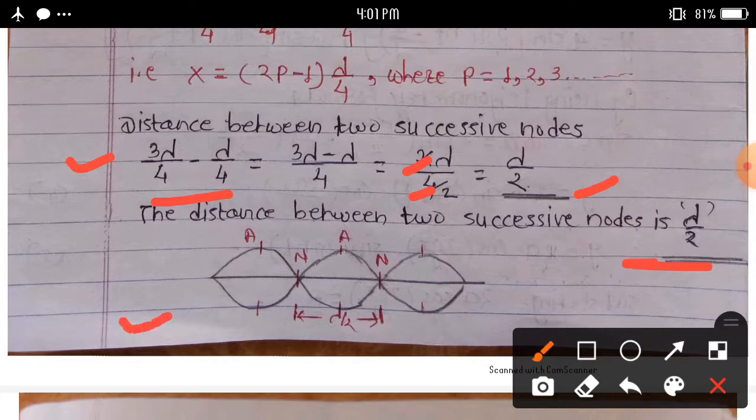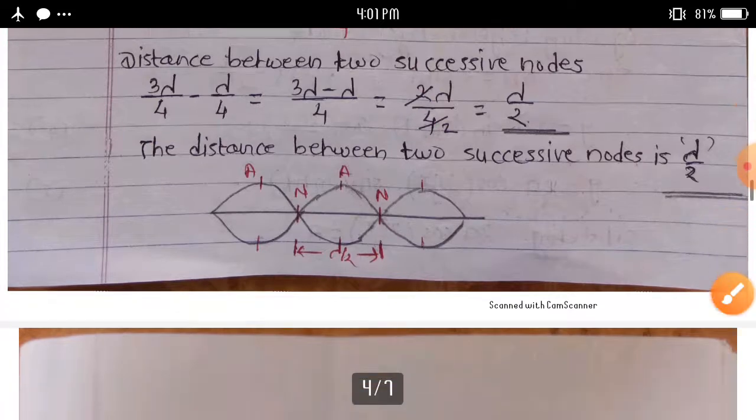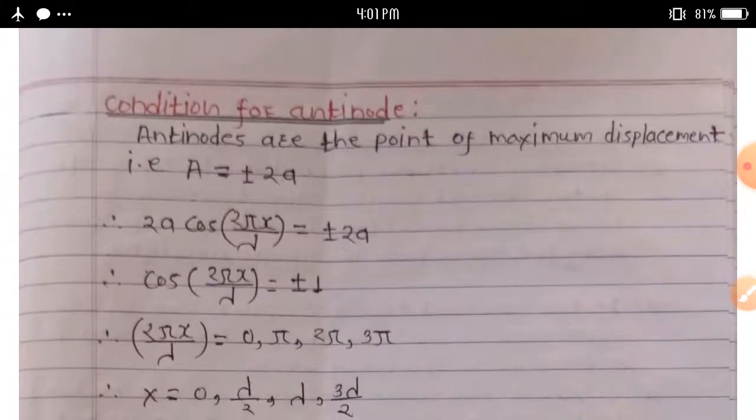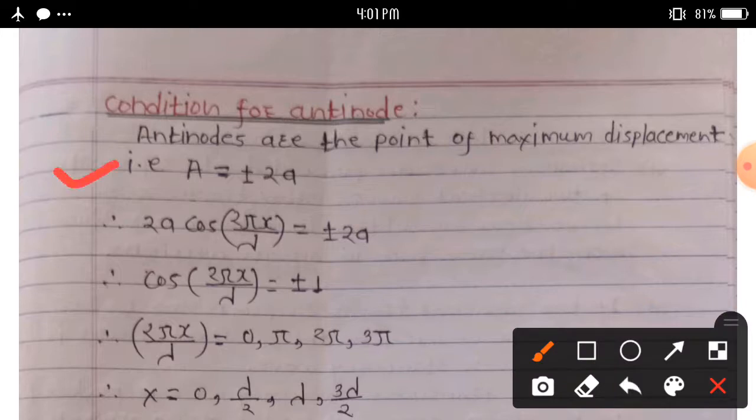See this diagram. Here antinodes, nodes, antinodes, nodes. We find the distance between two successive nodes. The distance between two successive nodes is λ/2. This is the first condition. And the second one we consider here is the condition for antinodes.